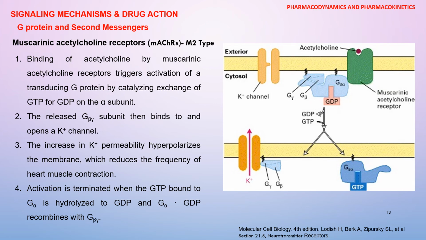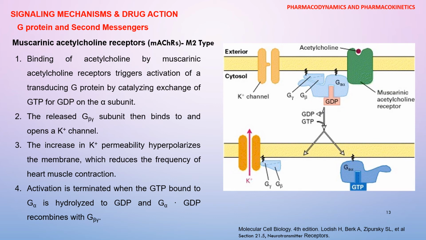Remember, it is beta and gamma subunit. It increases the permeability of potassium ions, leading to hyperpolarization of the membrane. This results in reducing the frequency of heart muscle contraction.